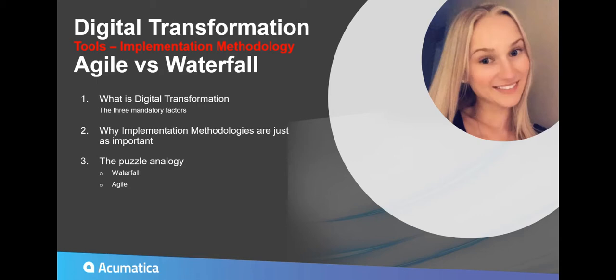Today we're going to cover off one of the biggest buzzwords on the market, digital transformation, or DT. Digital transformation has three components associated with it, which are all mandatory for successful DT deployment. Tools is one of those factors, and although most already know that software or hardware are considered tools, we're going to focus on the not so obvious and how implementation methodologies are tools that are just as important, and then I'll finish off by comparing my Agile versus Waterfall methodologies with my famous puzzle analogy.